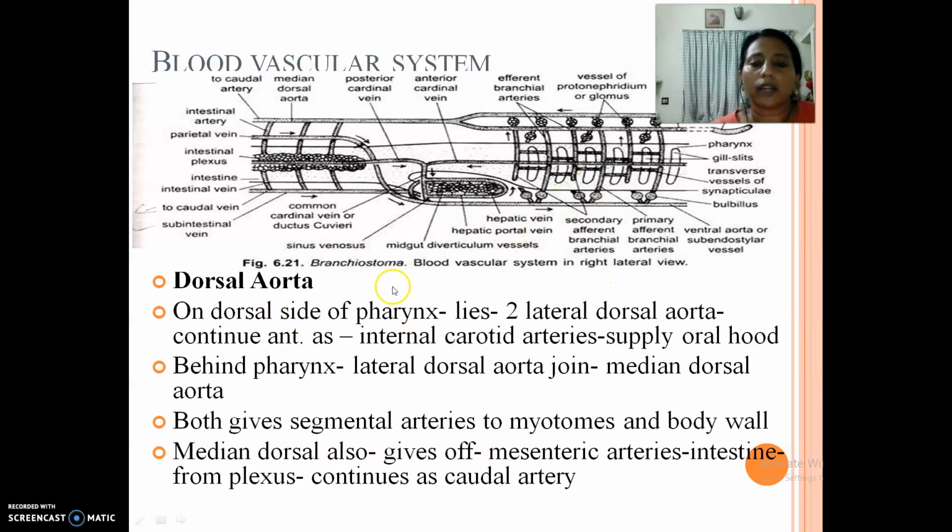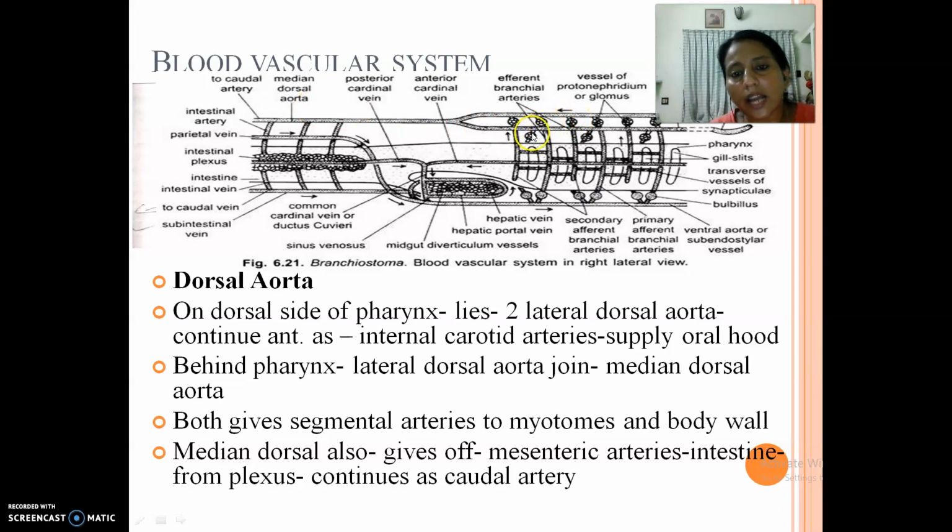So, the dorsal aorta is on the dorsal side of the pharynx. We have seen the ventral aorta on the ventral side of the body, and now we can see the dorsal aorta on the dorsal side of the body. The dorsal aorta is of two types. One which is seen above and in front of the pharynx is the lateral dorsal aorta, and after the pharynx towards the posterior end, it is called the median dorsal aorta. So, first we will deal with the lateral dorsal aorta.